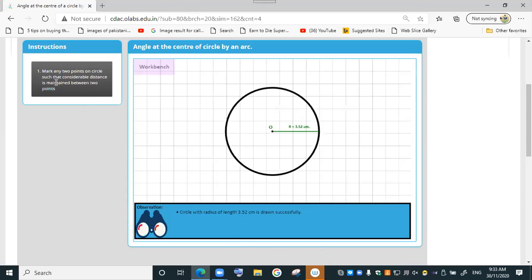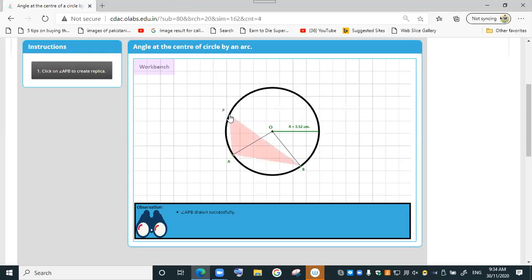Mark any 2 points on the side such that a considerable distance is maintained between the 2 points. Mark 2 points here, 1 point, anywhere you can take point B. Okay. Now take any point in this remaining part. Just see that we can have it here also. If you draw here also, click on angle to create a replica.